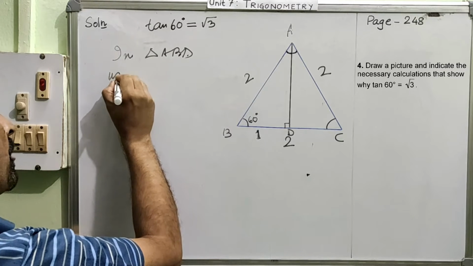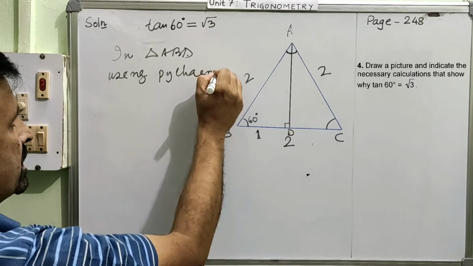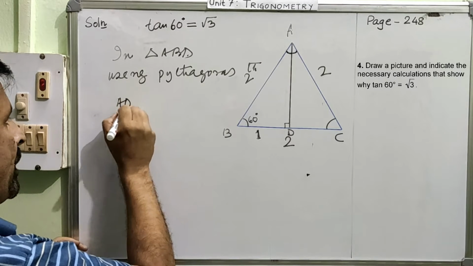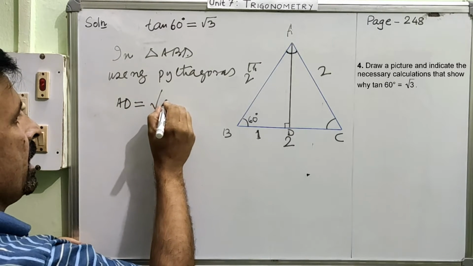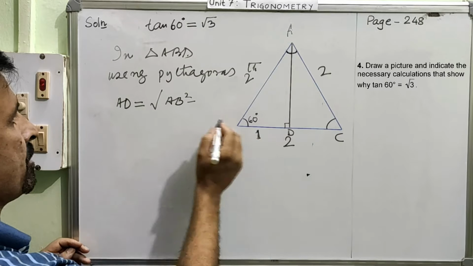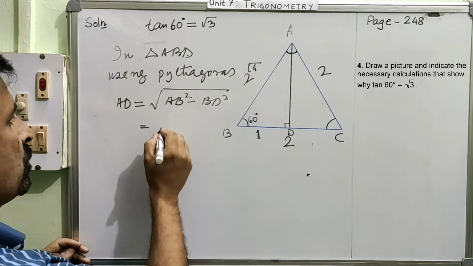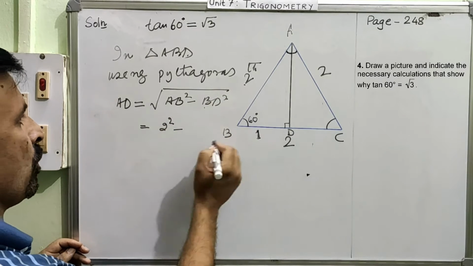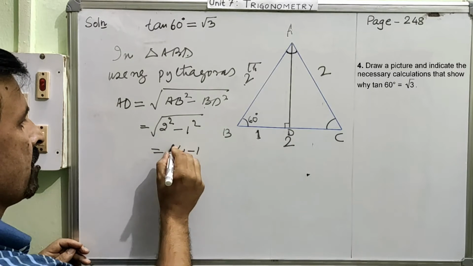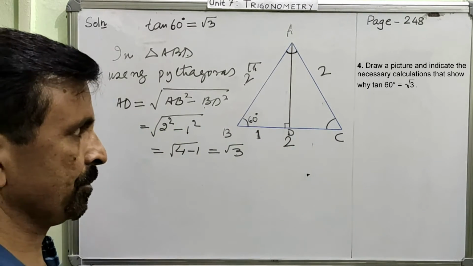So using Pythagoras theorem, AD is a perpendicular, so AD will be equal to root over hypotenuse square, that means AB square, minus base square, means BD square. AB is 2, so 2 square. BD is 1, so 1 square. And this is equal to root of 4 minus 1, which is root 3. That means the length of AD we got is equal to root 3.